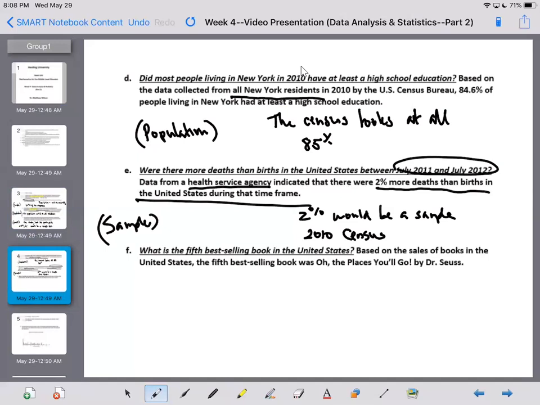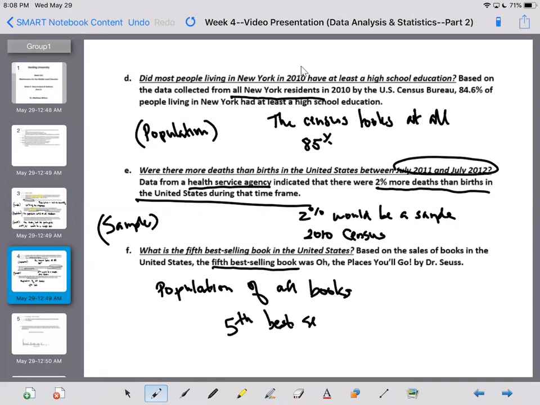And then part F, what's the 5th best-selling book in the United States based on sales of books in the U.S.? So the 5th selling book, which means the population of all books to be recorded, you would look for the 5th best selling. And so that represents your population.